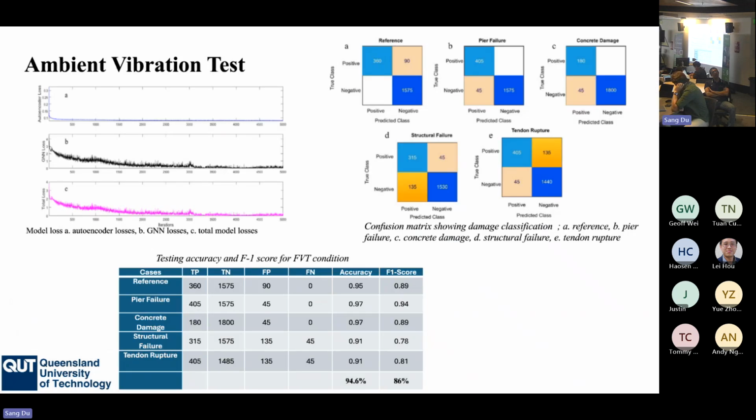So these are my results. The first diagram represents the training losses. The first one is the autoencoder loss, the second one is the GNN loss, and the third one is the total loss. The second diagram represents the confusion matrix, and I achieved an overall efficiency of around 94.6%, and the F1 score is 86%. And the best part is I have low false negative values here.